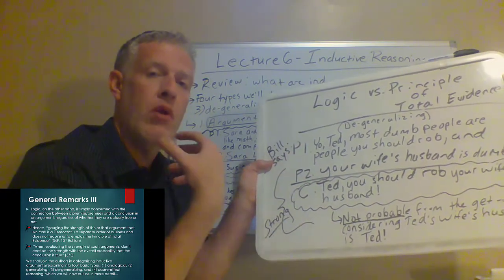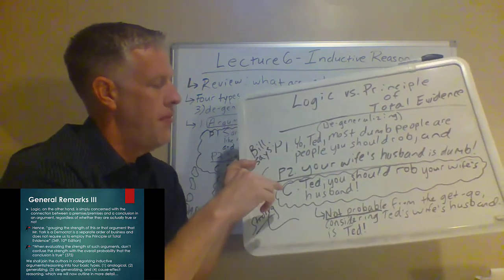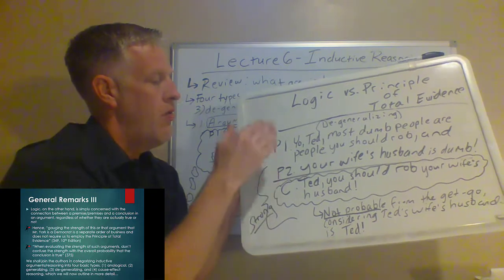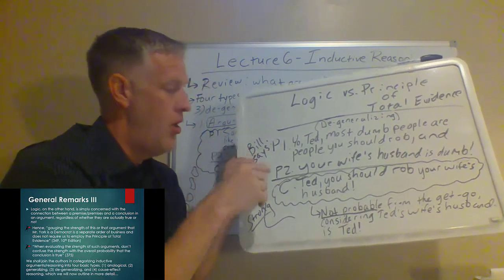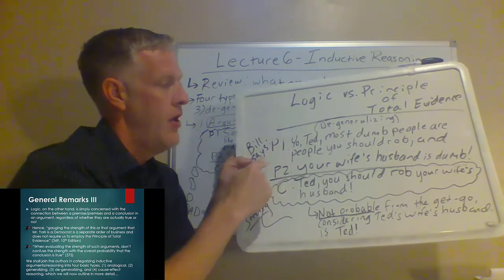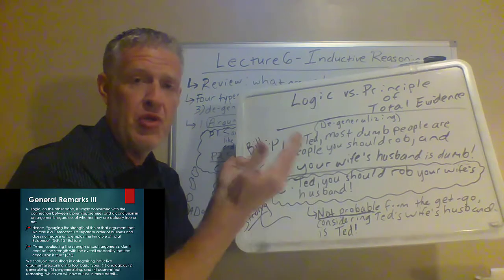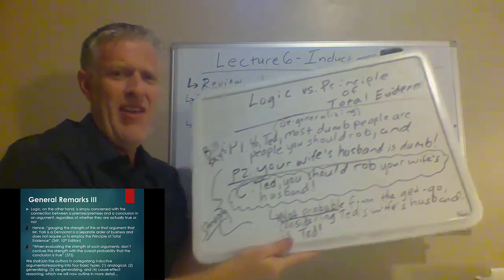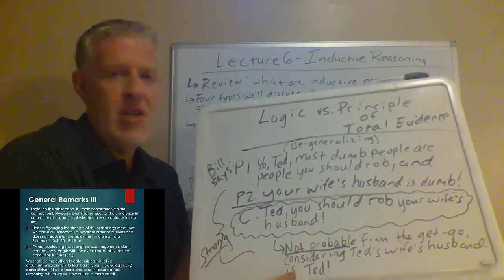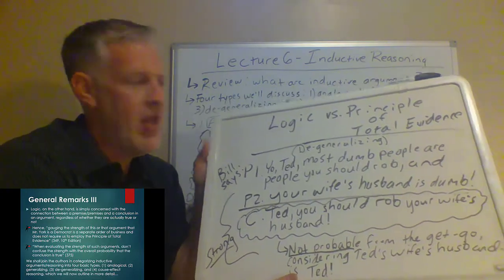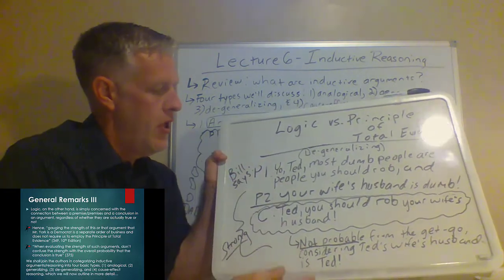So if we were to assess this for cogency, yes, it's strong. But we want to go back and analyze the premises. Are the premises in fact true? No, this is false. Most people that are dumb, or most dumb people, are not people you should rob. In fact, I'd be hard pressed to think of an argument for anyone you should rob. You could probably make one given some extreme circumstances, but you get the idea. False.